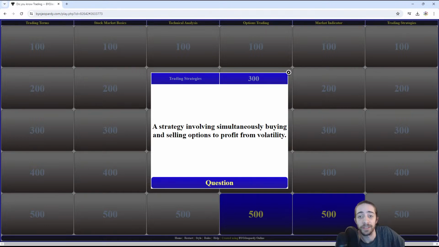A strategy involving simultaneously buying and selling options to profit from volatility. Now again, for the members here, a lot of people know Jeremy. Jeremy likes to do this type of strategy with options so that it's very low risk and he could sort of handle the volatility. Condor, butterfly, close. Again, this is a bit of a tougher one because we're looking at a 300. Give you guys just another second.